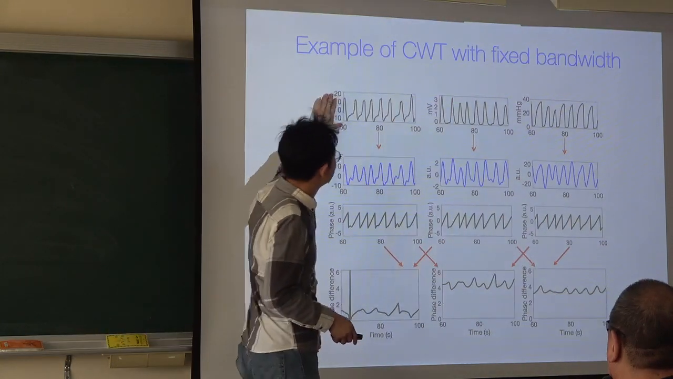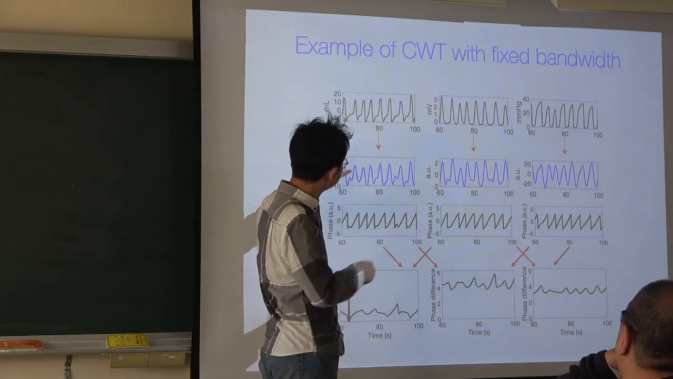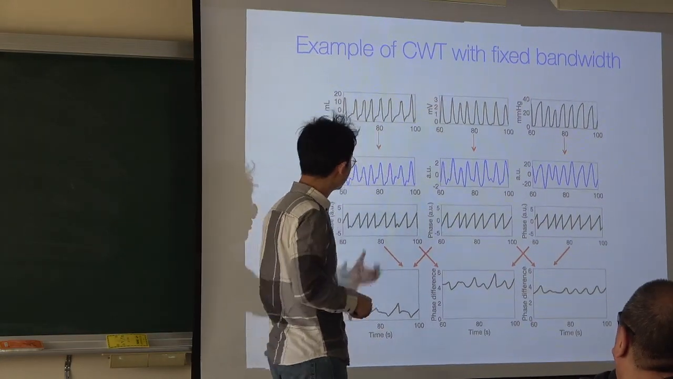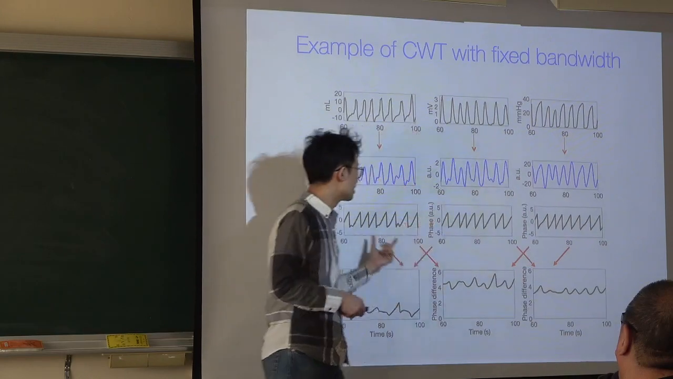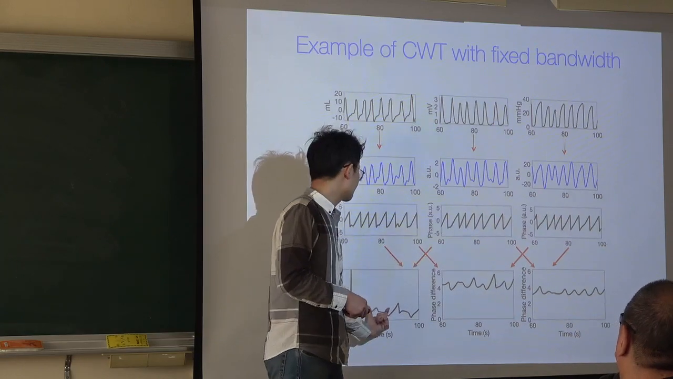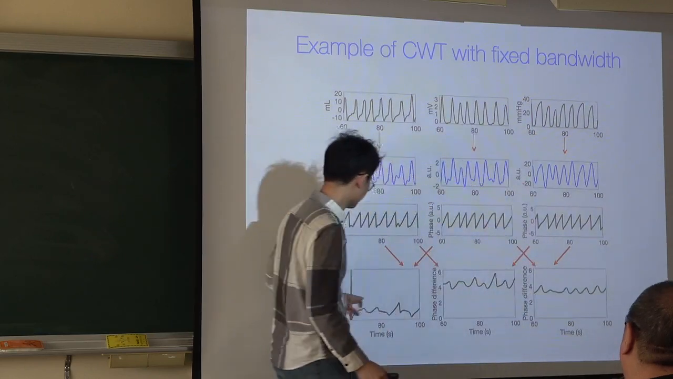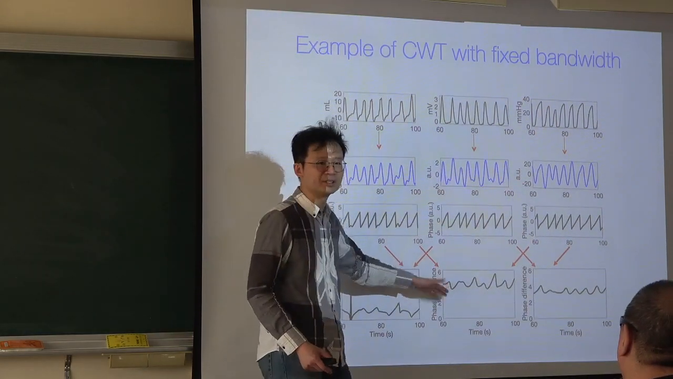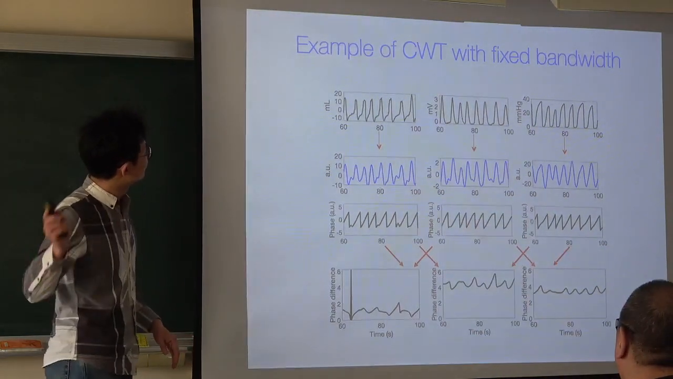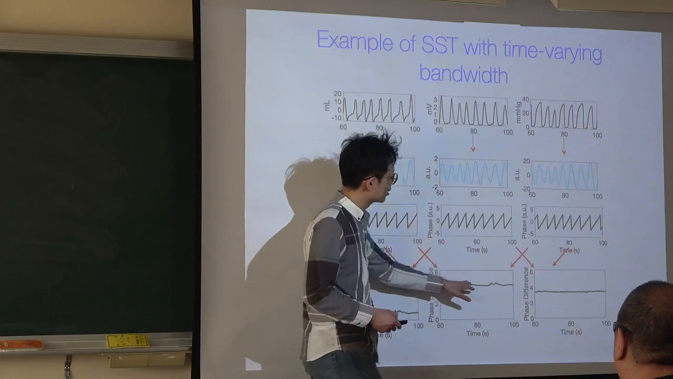And once you get the decomposition, for example, this is decomposition using continuous wavelet transform with fixed bandwidth. This is the fundamental component, and that will be the phase. And now you can try to quantify the agreement of the phases of different channels. Now you see, this will be the comparison of these two channels, and these two channels, and these two channels. You can see they may look like they agree, but there is a lot of fluctuation. However, if you use the synchrosqueezing transform as I introduced, then the agreement rate is quite flat.